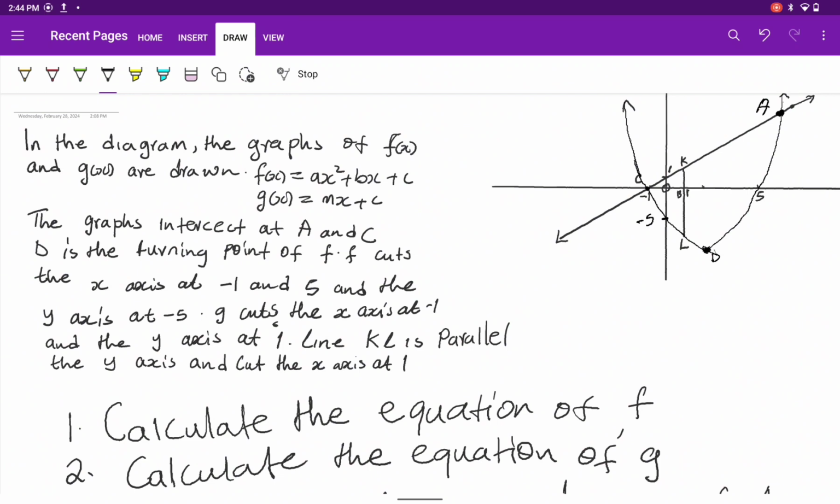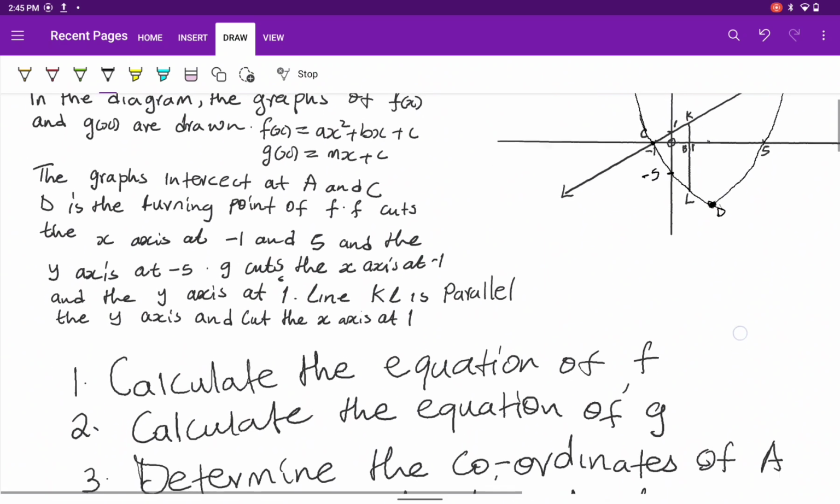Hi, welcome to today's lesson. Today we will be looking at how to tackle some problems on functions. Now, let's look at this diagram here and the questions that follow.